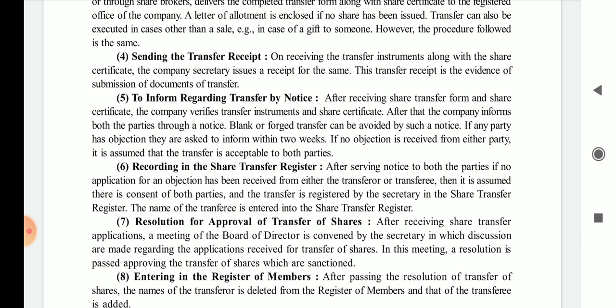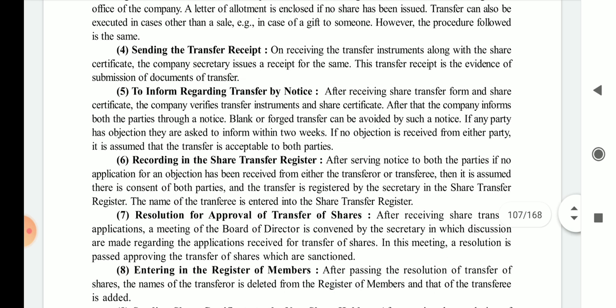After that, the company informs both the parties through a notice. The company informs both the parties by notice that they have received the transfer instrument. Blank or fraud transfer can be avoided by such a notice. The purpose of sending the notice is to avoid blank or fraud transfer.